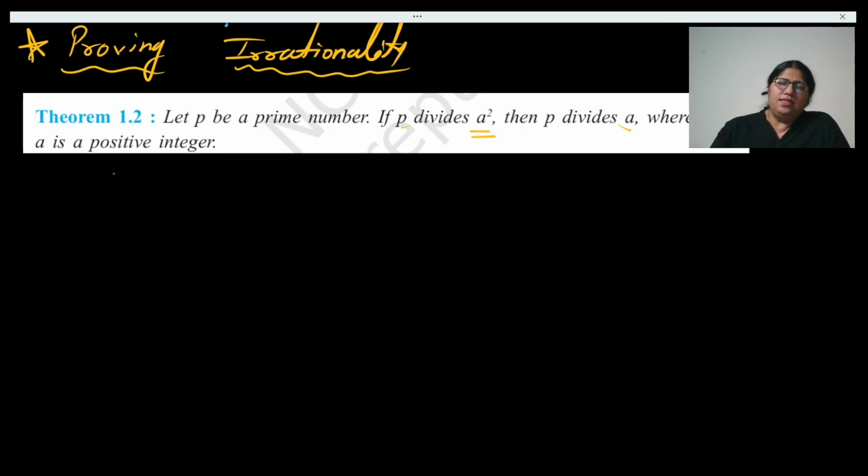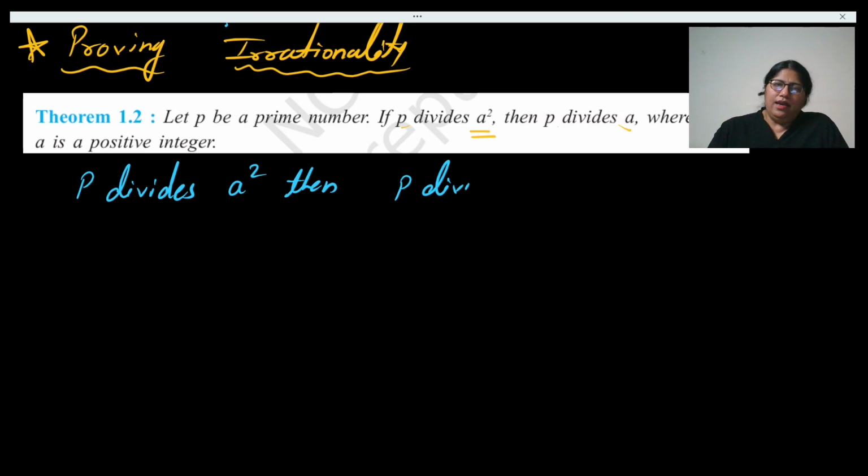What does it say here? Let p be a prime number. So how to remember this: p divides a square means p is a factor of a square. Divides means divides completely. So we can write down here p divides a square, then p divides a. You need to remember this statement. I'll give you an example to understand.